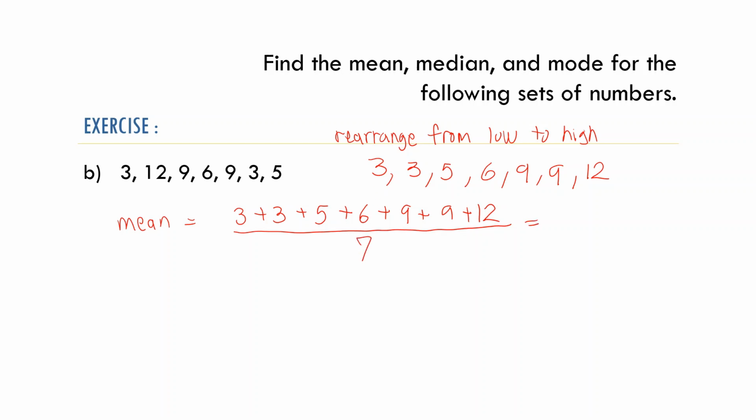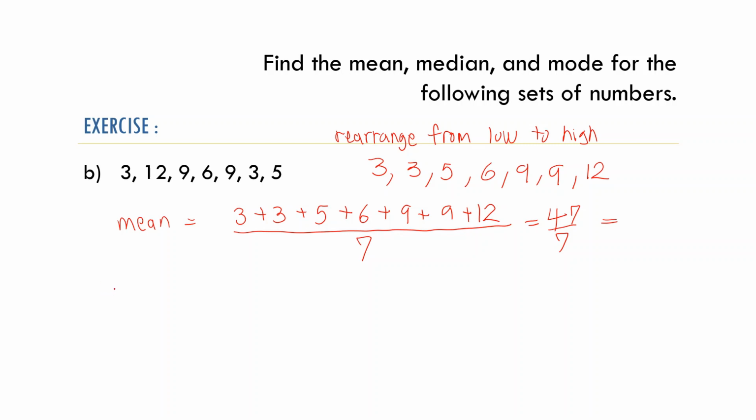Okay, so you get 47 divided by 7. Okay, and now you can find the number yourself using your calculators.